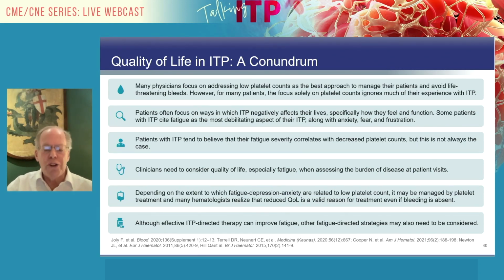And the fatigue can often be the most debilitating part of their ITP. And it's often, but certainly far from always, correlated with the platelet count. And in addition, when you're treating the platelet count, that doesn't always fix the fatigue. And on the flip side, when the platelet count is okay, but fatigue is very bad, it may be worthwhile to consider treatment of the patient. And we'll come to this in another slide to consider what to do.